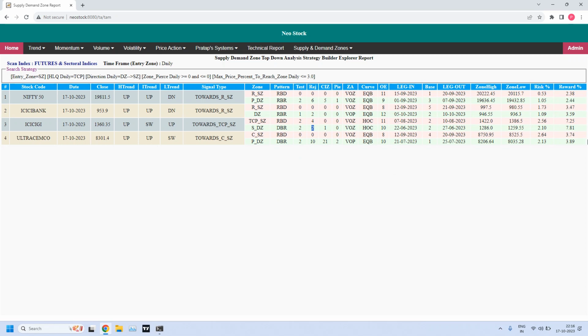And look into the RR. How much? 2.10 and 7.81. It's more than 3.5 RR. Maybe close to 4. 1:4. Your risk is 1 and reward is 4. Close to 1:4.